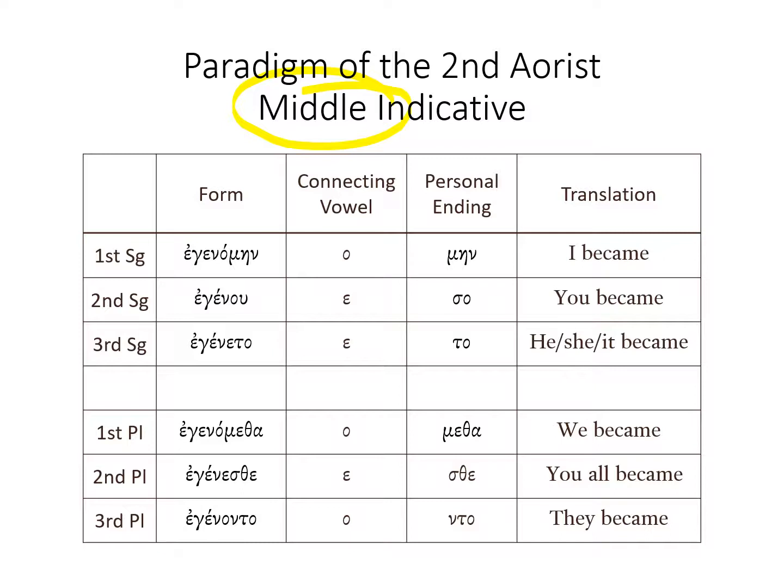So we use the middle passive endings, mai, sai, tai, metha, sthe, ntai. You're familiar again with how we get from sai to ai. This sigma is intervocalic. Those sigmas, they're strong when they come up against a consonant. That's that square of stops. But here, it drops out because it's between two vowels. So we have that epsilon omicron contraction to get ou here. Otherwise, very basic. And we have our connecting vowel pattern, and we just have those various components that we fill in: augment, stem, connecting vowel, endings.